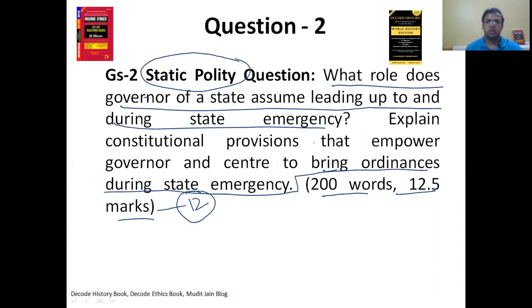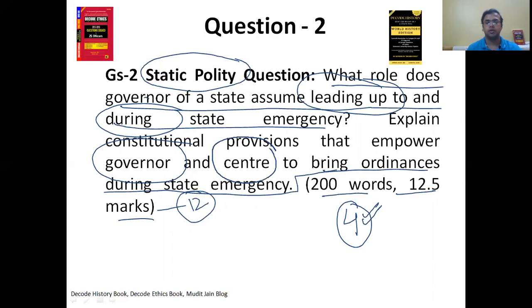So I hope at least some of you would have been able to identify 4 subparts in this question. Now, how come 4? The first part is what role the governor assumes leading up to the emergency. Second is during the emergency. Third is constitutional provisions for the governor. And fourth is constitutional provisions for the center. So in all, there are 4 parts.